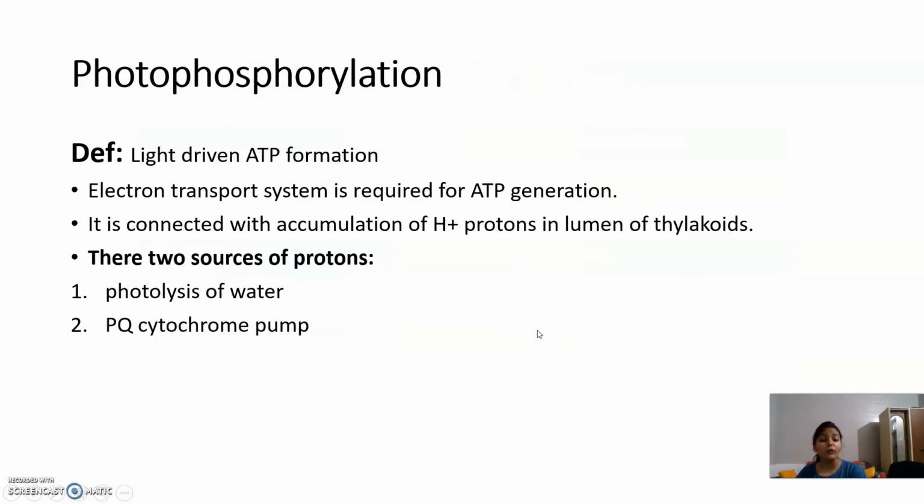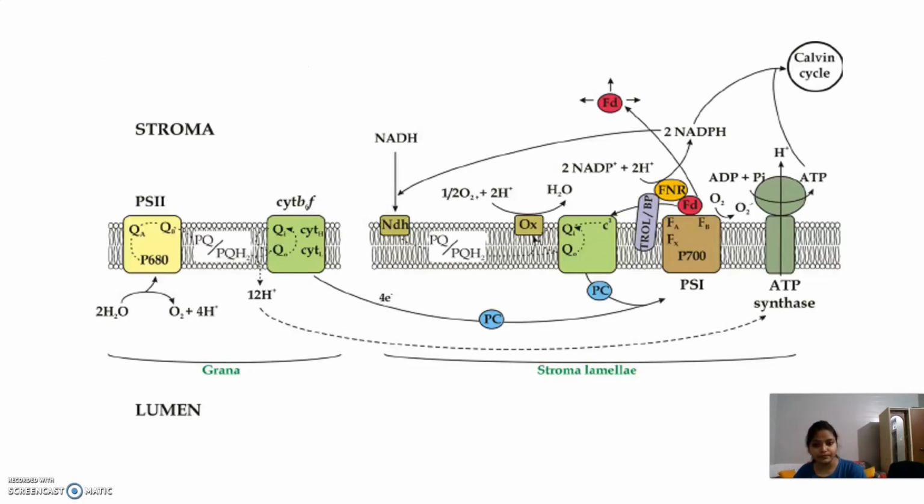Let's proceed forward to photophosphorylation. What is photophosphorylation? It is the ATP formation in presence of light. We need an electron transport system for the ATP generation, of course, and along with that we also need the proton accumulation into the thylakoid lumen. That we've already discussed. The two proton pumps responsible for the accumulation of protons into the thylakoid are the photolysis of water and the cytochrome plastoquinone cytochrome pump.